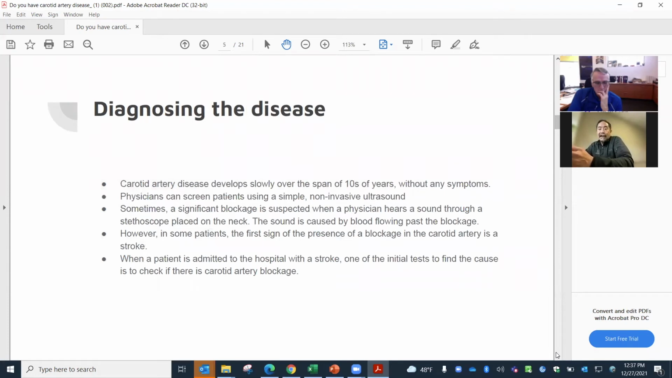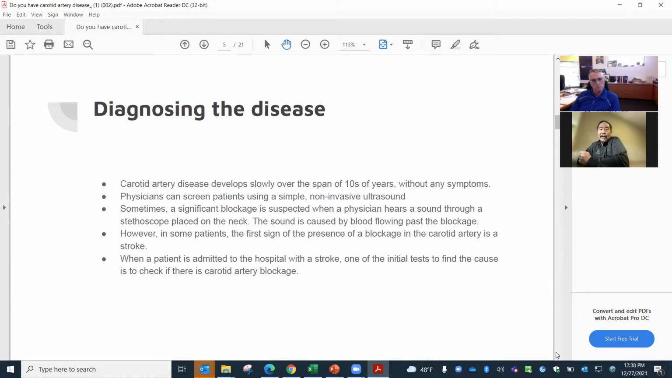So how do you diagnose this disease? Well, boy, doc, that sounds really alarming. I want to know if I have this disease. So how do you diagnose it? Luckily, carotid artery blockages develop slowly over the span of someone's lifetime, tens of years. And often they develop without any symptoms. Again, what are the symptoms of carotid blockages? A stroke. And oftentimes your first symptom is a stroke.